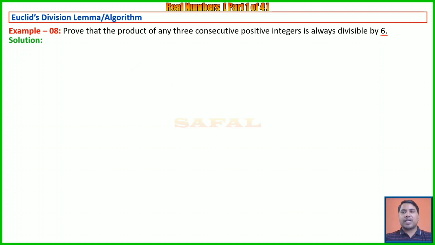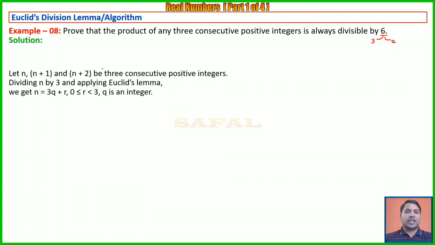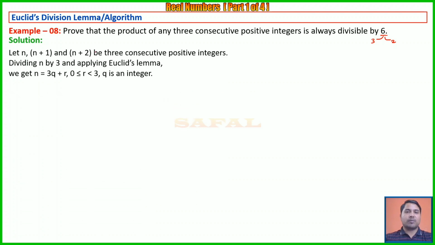Now if a number has to be divisible by 6, it should be divisible by 3 and it should be divisible by what? 2. So first we'll take 3 consecutive positive integers. So we are taking 3 positive consecutive integers n, n plus 1 and n plus 2. Now I need to check divisibility by 3. So I am checking first divisibility by 3.